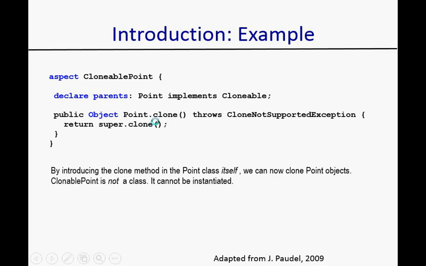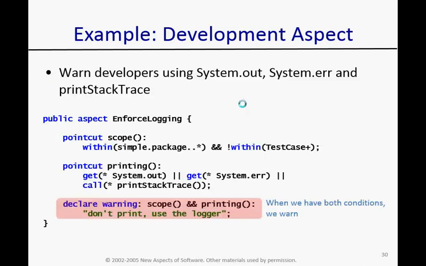So for example, we could take an existing class Point, and say it should implement Cloneable, and I'm going to provide the implementation necessary to do this. Maybe Point right now does not implement Cloneable, and we're providing the requisite method to do that. And now, as a result, we can clone Point objects, because in our system now Point supports Cloneable following this.